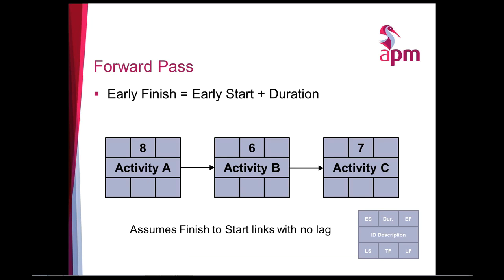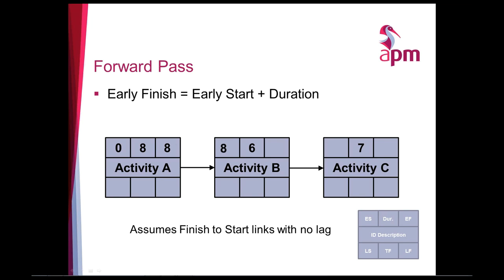First of all, we do what we call the forward pass. So we start at the beginning and then work out all the early finish and early start times to the end. In this example, I'm going to start on day 0. The activity duration is 8, so 0 plus 8 is 8, so the early finish time is 8.